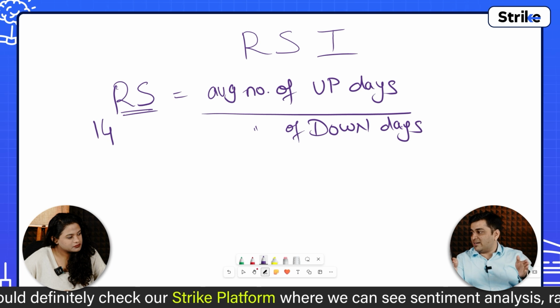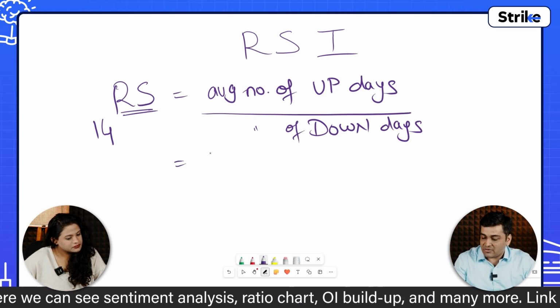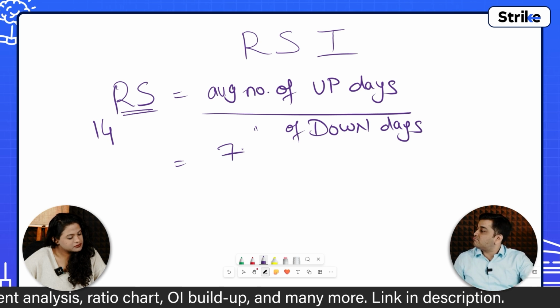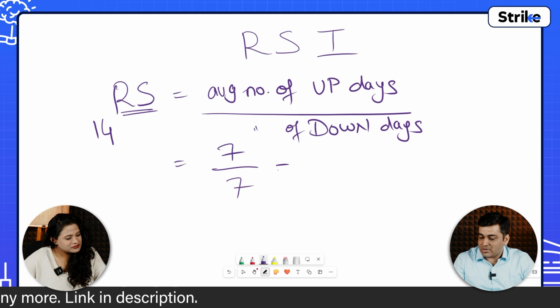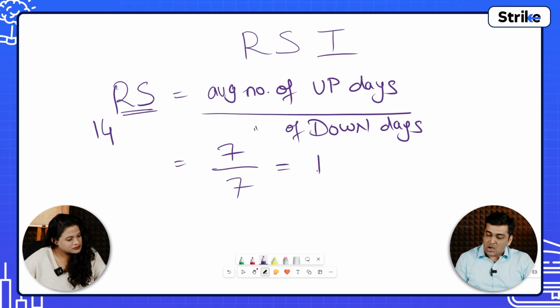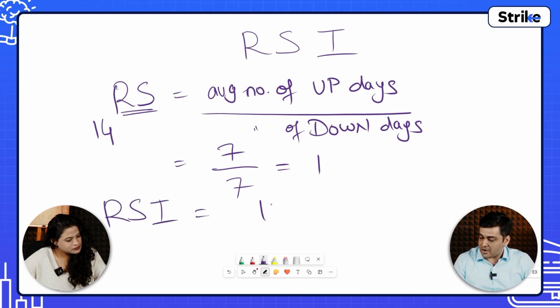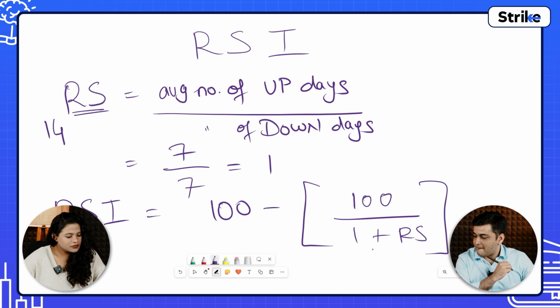In those 14 days, count the number of green candles. Let's suppose there were 7 green candles. Then how many will be red candles? 7 red candles. So RS will be equal to 1 in this case. Now once we get RS, we will substitute it in the formula of RSI. So RSI is equal to 100 minus 100 divided by 1 plus RS. This is the formula of RSI.